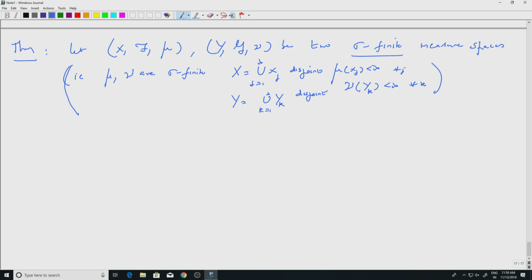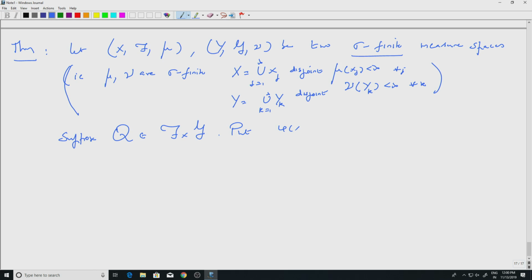Okay. Now, the aim is to extend the definition of the measure to f cross g. Suppose I take a set Q in f cross g. Remember, f cross g is the smallest sigma algebra containing measurable rectangles. So this is a general set; we are not looking at a measurable rectangle.